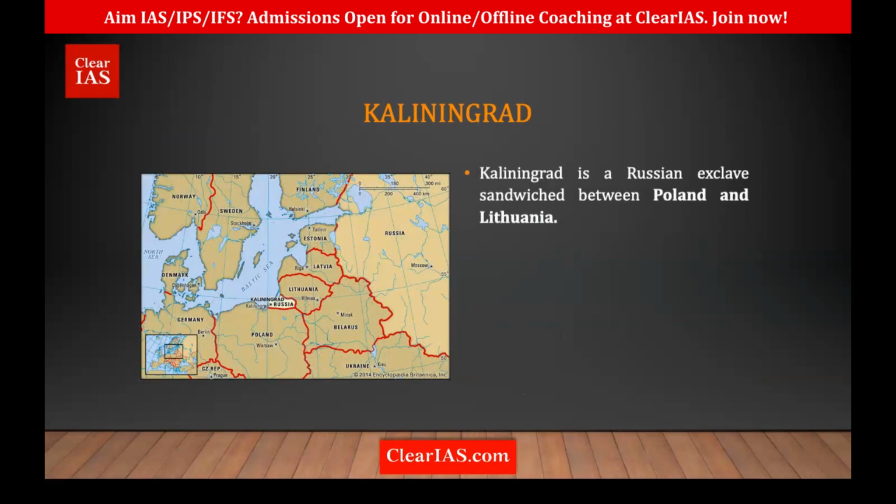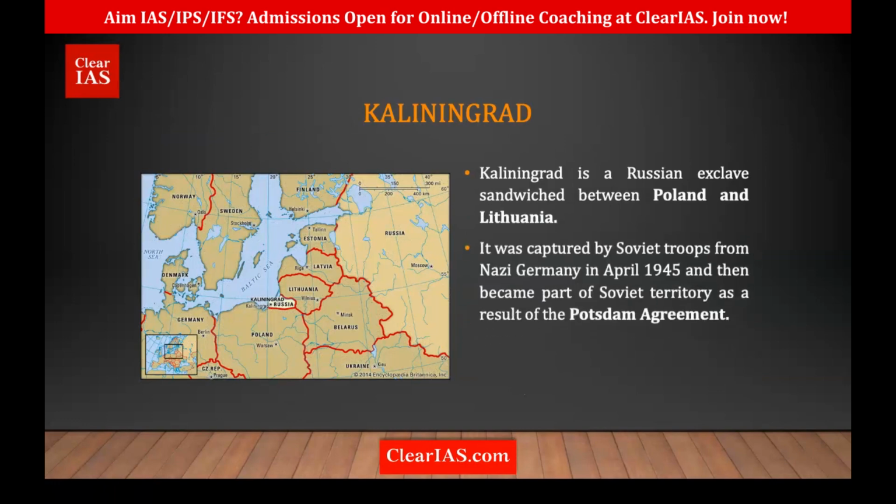It is a Russian exclave sandwiched between Poland and Lithuania. It was captured by Soviet troops from Nazi Germany in April 1945, and then became part of Soviet territory as part of the Potsdam Agreement. In German it was called Königsberg. It was renamed Kaliningrad. So remember Kaliningrad.